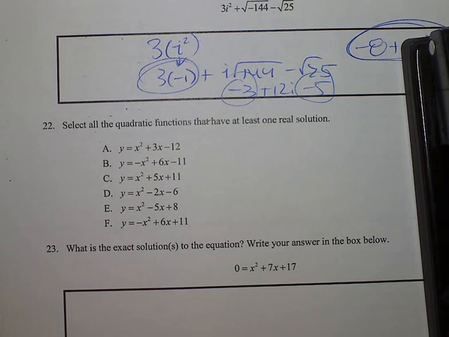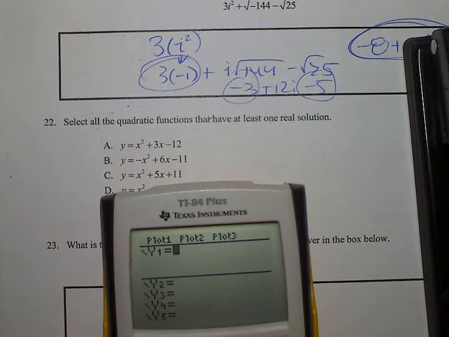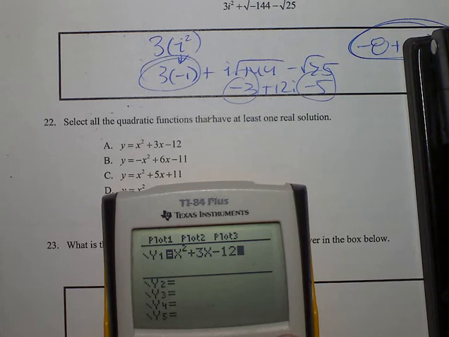Okay, Abara, tell me your plan. What would you do? Please listen, because you may have a different plan. Go ahead, Abara. Okay, so he tells me to plug it in, so hold on. Okay, plug them in one by one. So x squared plus 3x minus 12. Well, what do you do once you've plugged it in?